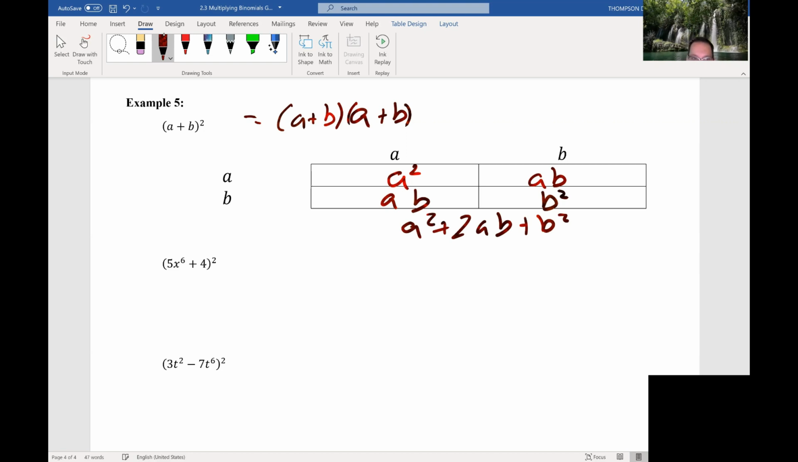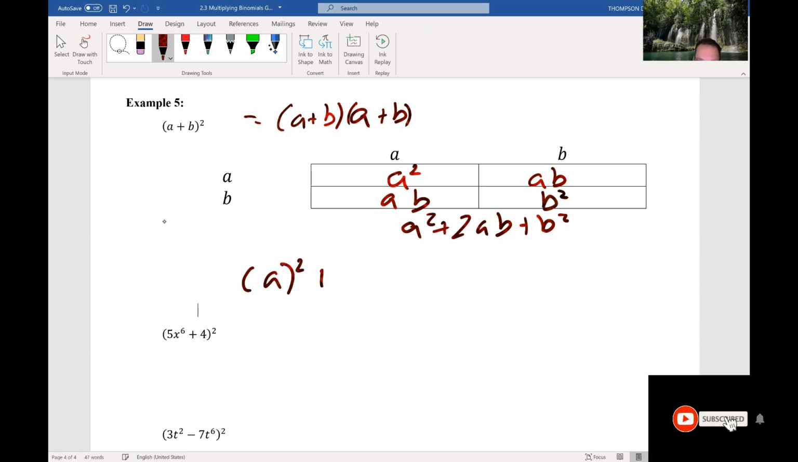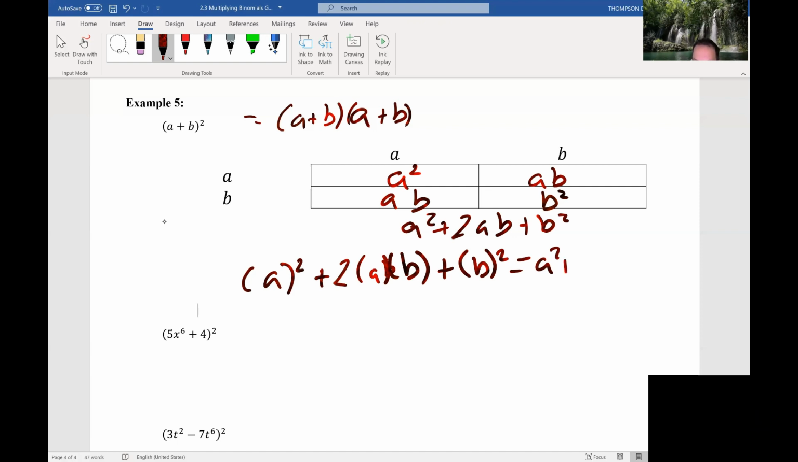So let's see what that looks like if we weren't going to use the table. So essentially, you take the first term and square it, plus 2 times the first term times the second term, plus the last term squared. So a squared is going to be a squared. 2 times a times b is going to be 2ab, plus the last term squared is going to be b squared. So let's apply that to our next example.